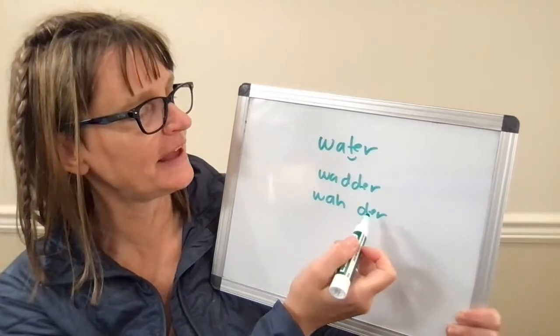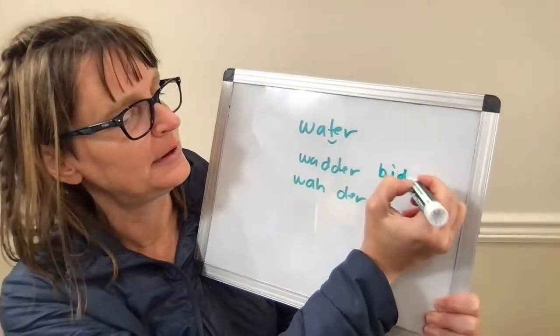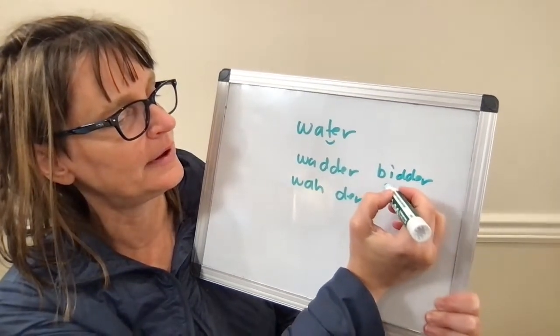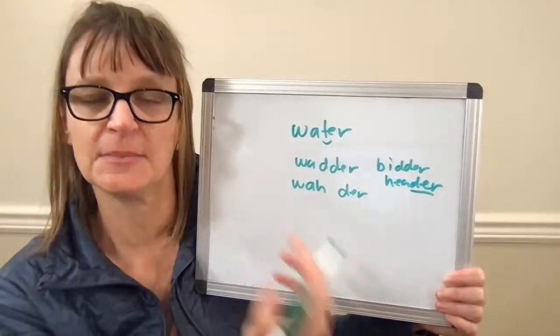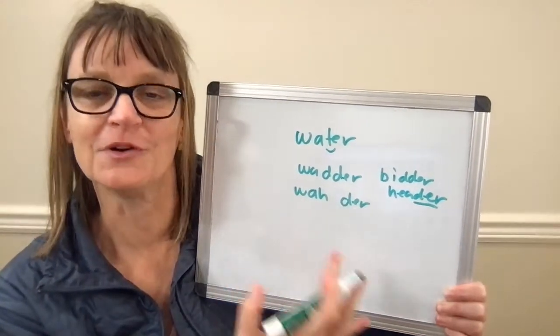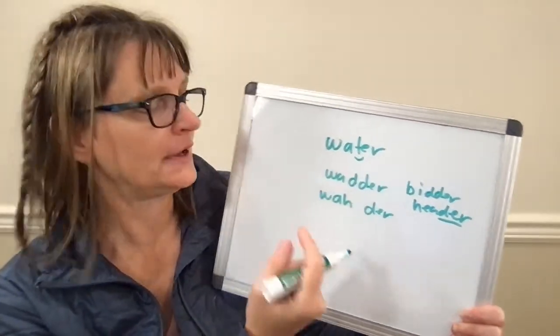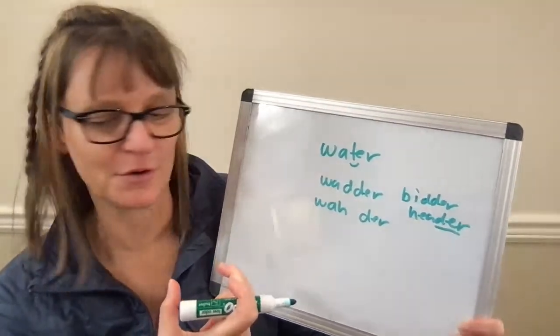If you have trouble making that flap T, think about a word like bitter or header. And your D is going to make the exact same sound in the middle of words. It's also a flap. So if I can say header, water, that may help me be able to make that flap T the same way in both words.